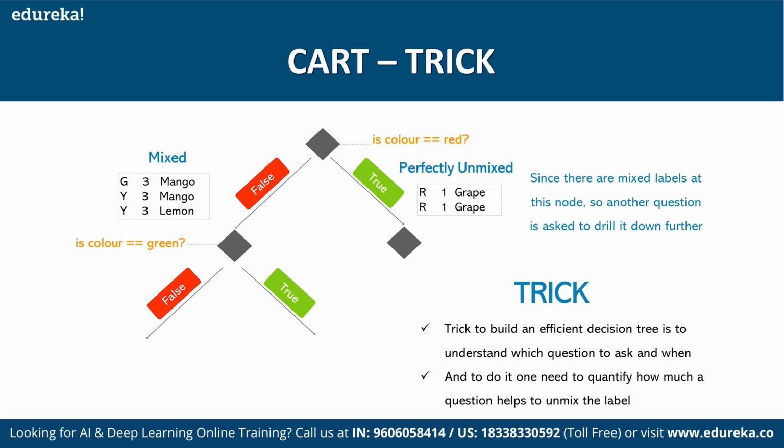So in this case, first I ask if the color is red. If it's true, I already know it is perfectly unmixed, which means it is a pure node. Here I again ask if it is green. If it is green, it will definitely be a mango, but if it is yellow, it can either be a mango or a lemon. Again, this node will be pure, this node will be impure. We cannot ask any questions on dimension because all of them are the same. We have to pick this particular feature here, which is obvious from common sense. If we use our metrics for impurity also, we'll see that we have to split based on the color of the fruit. Okay, that feature we have to select.